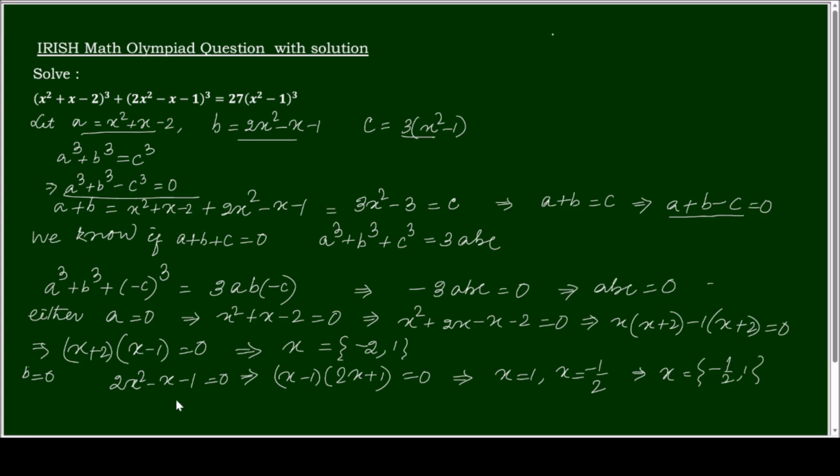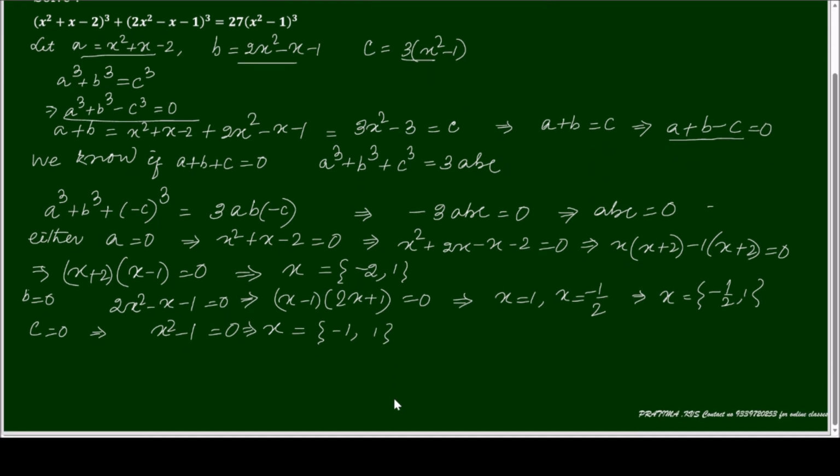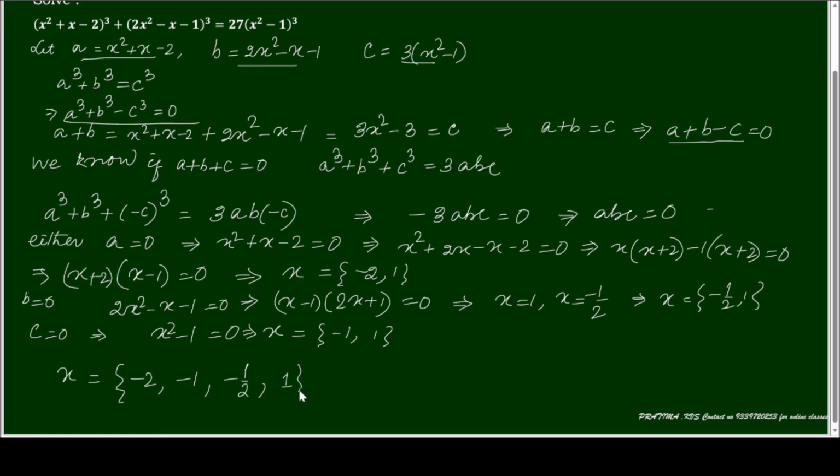And the third one, c is 0, means your x square minus 1 is 0. So x equals minus 1, 1. So the final answer is negative 2, negative 1, negative half and 1. There are 4 solutions of this question.